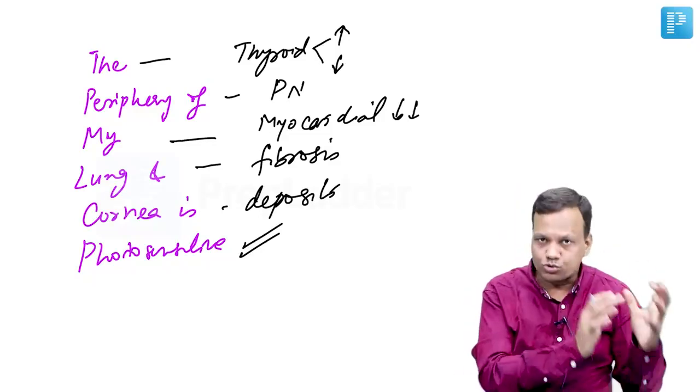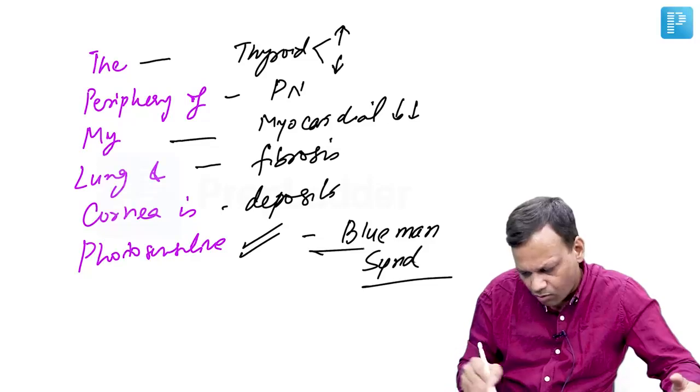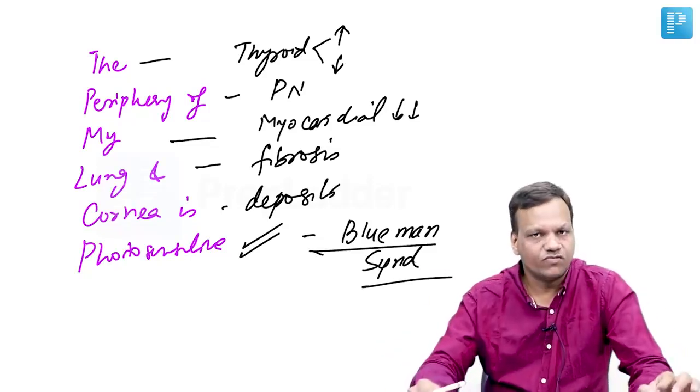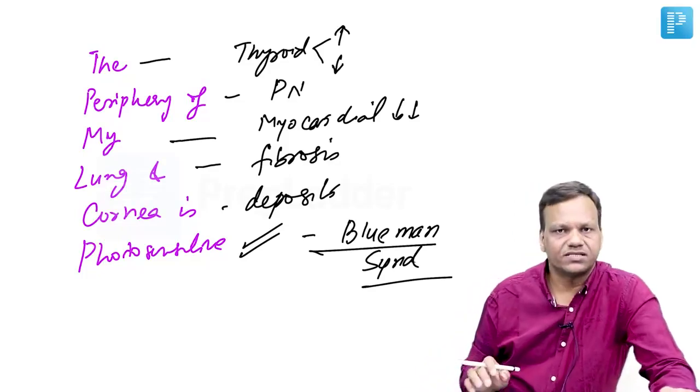When the person is exposed to sunlight, the person develops bluish discoloration on the face. That is known as blue man syndrome. It can cause blue man syndrome. Which drug can cause red man syndrome? Yes, that is vancomycin.